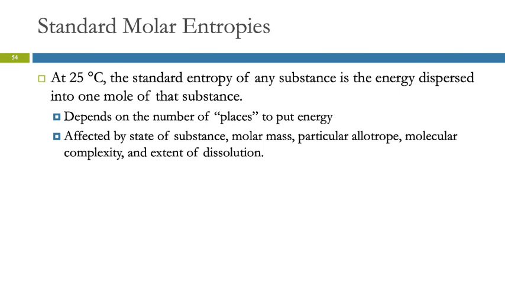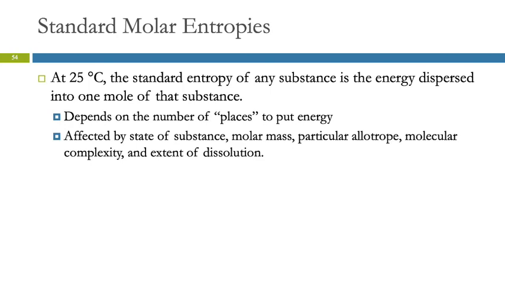So at 25 degrees C, the standard entropy of any substance is the energy dispersed into 1 mole of that substance. And it's going to depend on how many places there are to put the energy. And that's affected by a whole bunch of things. The state of the substance. We saw translational motion, rotational motion, vibrational motion. That changes with the state. It's affected by the molar mass.